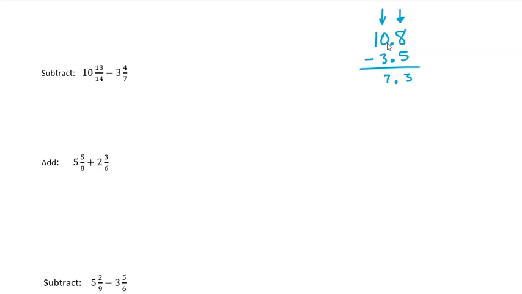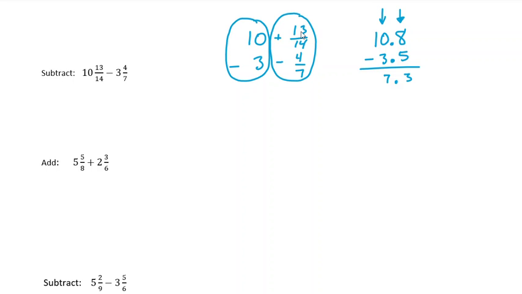But what we did here is we took the whole number parts and subtracted those. We took the decimal parts and subtracted those. Well, decimals and fractions are the same thing, and that's what we're going to do. We're going to take 10 plus 13/14 minus 3 and minus 4/7. So we're going to do the 10 minus the 3 and the 13/14 minus the 4/7.